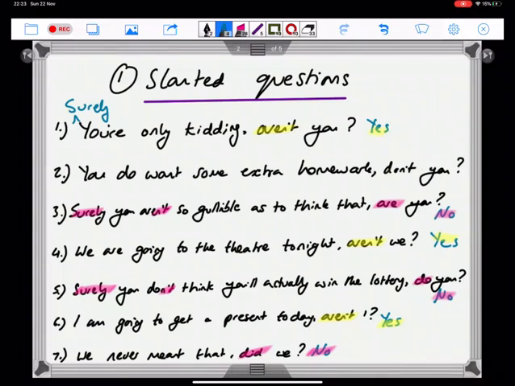This doesn't have to work though. Take the example in number 2. You do want some extra homework, don't you? Now, according to the pattern, that should result in the answer yes. But none of you are ever going to say yes, are you? You see, did it there? You're going to say, no, we really don't want any extra homework. But that's kind of the point. If you imagined me saying that, you can almost feel the tongue-in-cheekness of it. So we can also subvert the rhetoric of the implied answer.